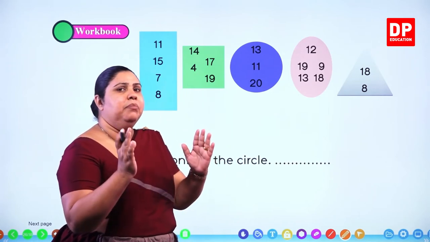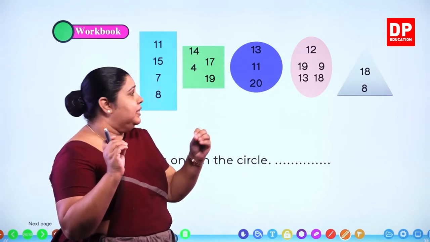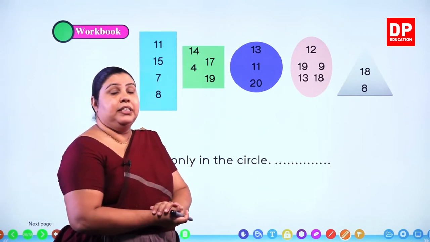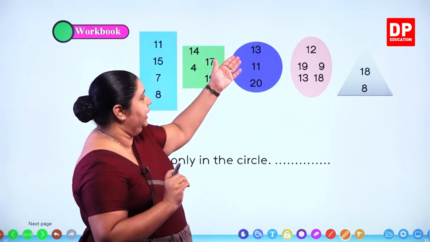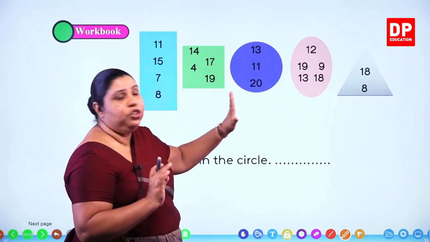Now what is the number? What are the three numbers that we have in the circle? We have 13, 11 and 20.